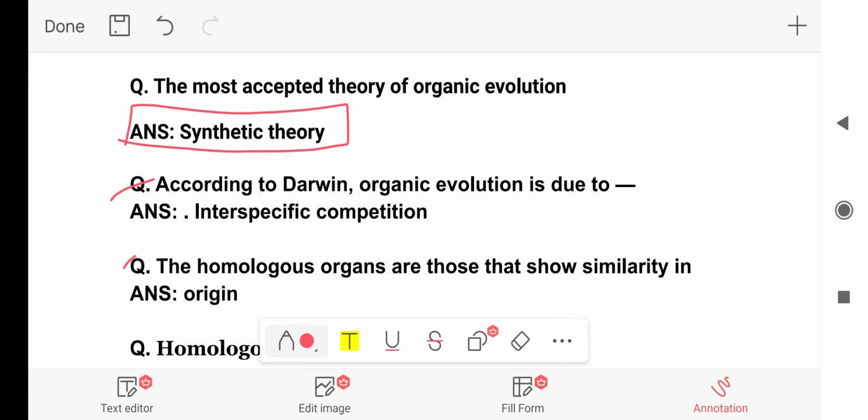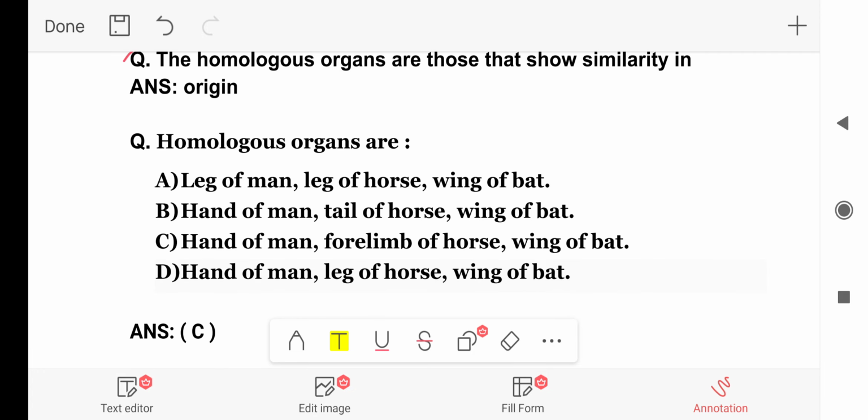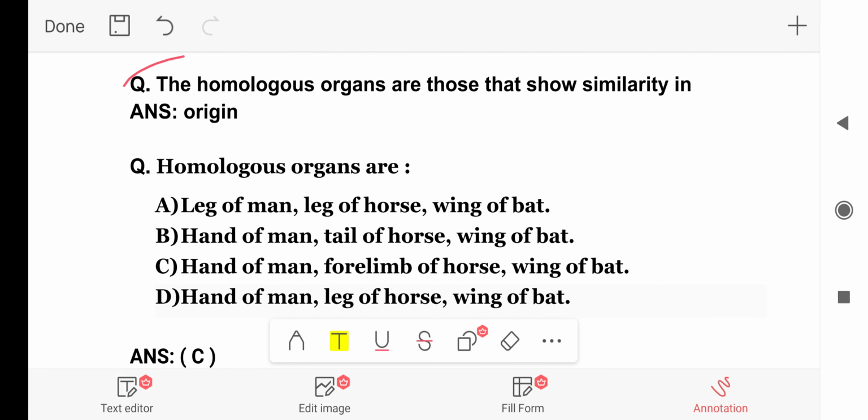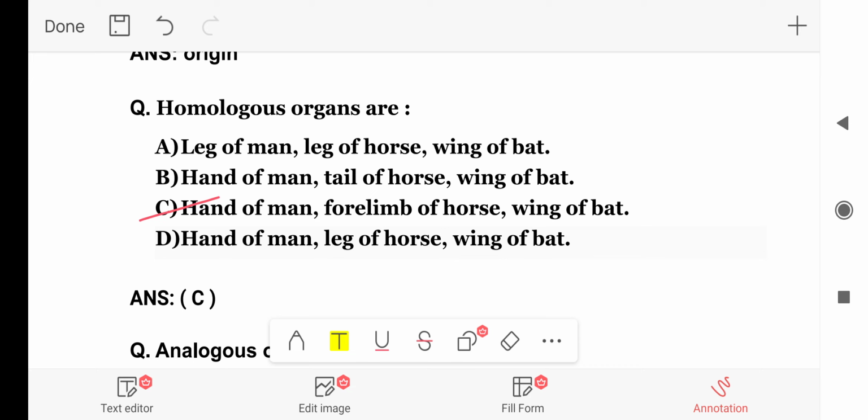Next question. The homologous organs are those that show similarity in, answer is origin. So homologous organs show similarity in origin. Now, homologous organs are, we have to identify the correct one from these options. Option A, legs of man, legs of horse, wings of bat. Option B, hand of man, tail of horse, wing of bat. Option C, hand of man, forelimb of horse, and wing of bat. Option D, hand of man, leg of horse, and wing of bat. And the correct answer is option C, hand of man, forelimb of horse, wing of bat.